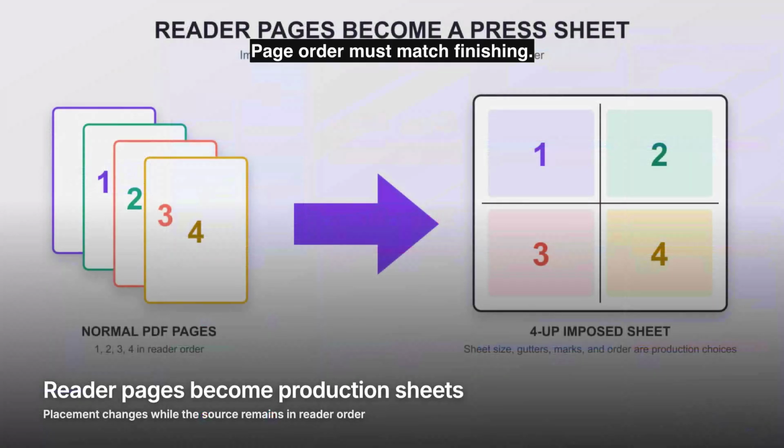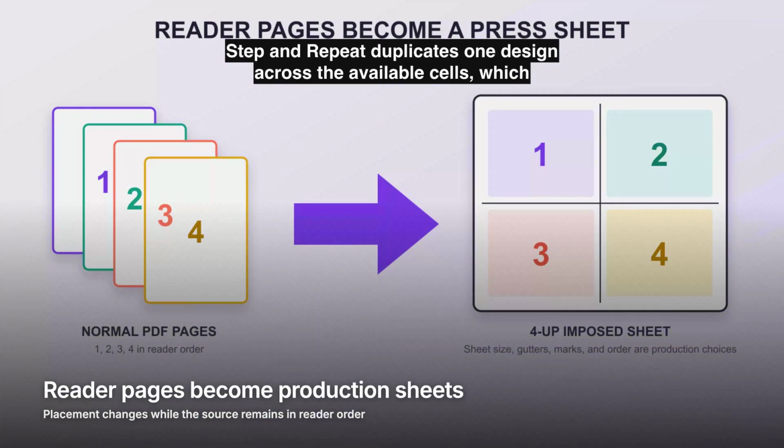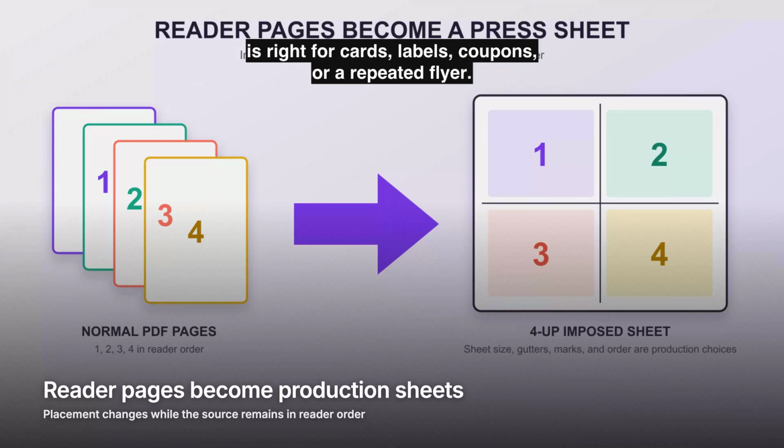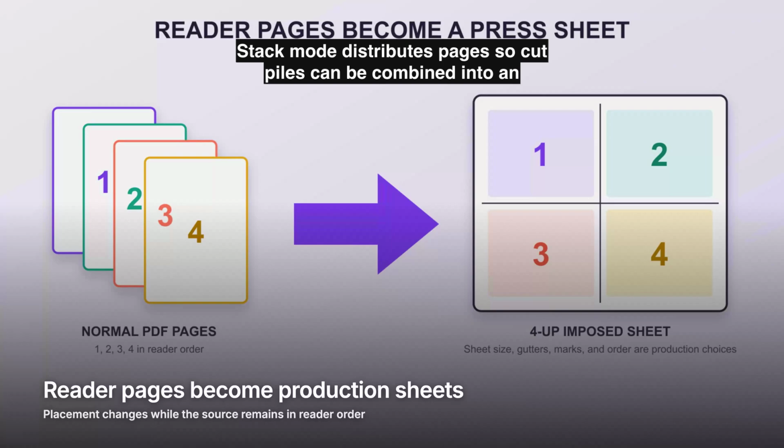Page order must match finishing. Sequential order fills the sheet in reading sequence. Step and repeat duplicates one design across the available cells, which is right for cards, labels, coupons, or a repeated flyer. Stack mode distributes pages so cut piles can be combined into an ordered result.